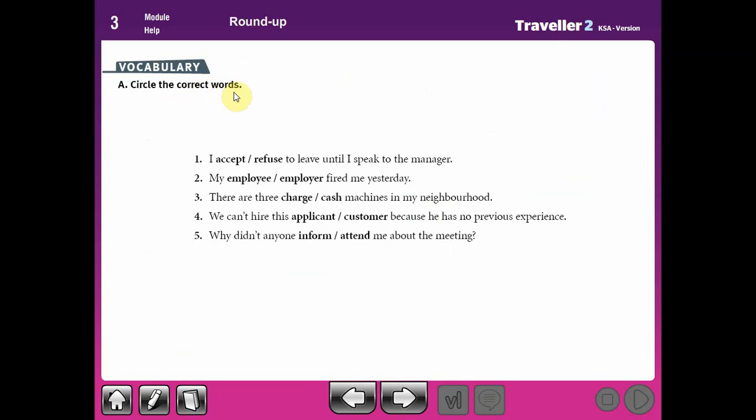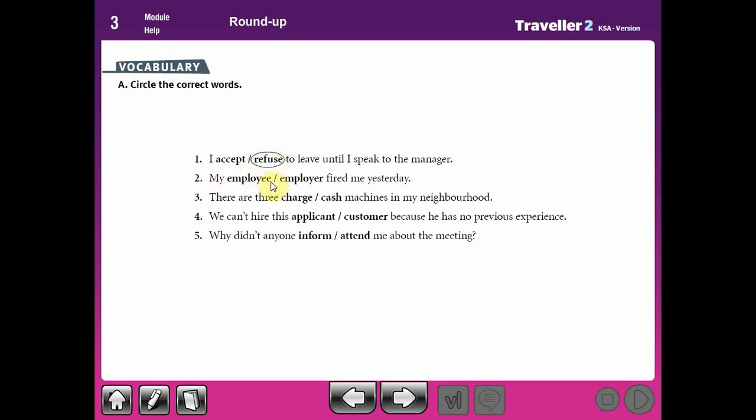First of all, we have here an MCQ question. The first question, we have only two choices to choose between. The first one: I accept or refuse to leave until I speak to the manager. So which one is correct here? Note that "until" should be preceded by a negative or a word that has a negative meaning. So what's the word that has a negative meaning? That's very good. So refuse, because refuse means not to accept, right?